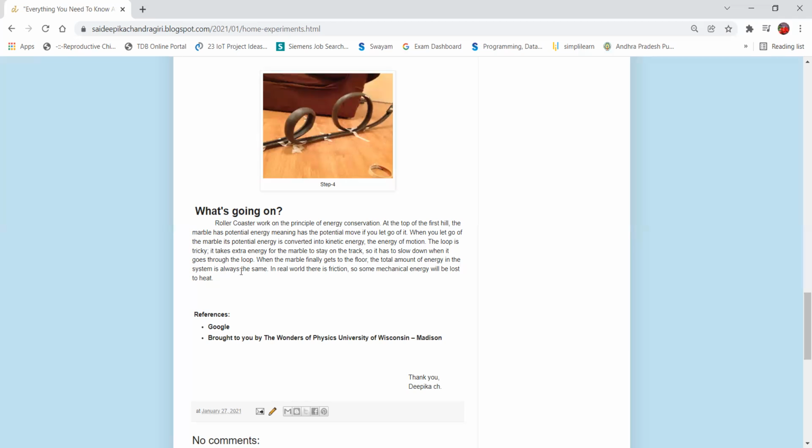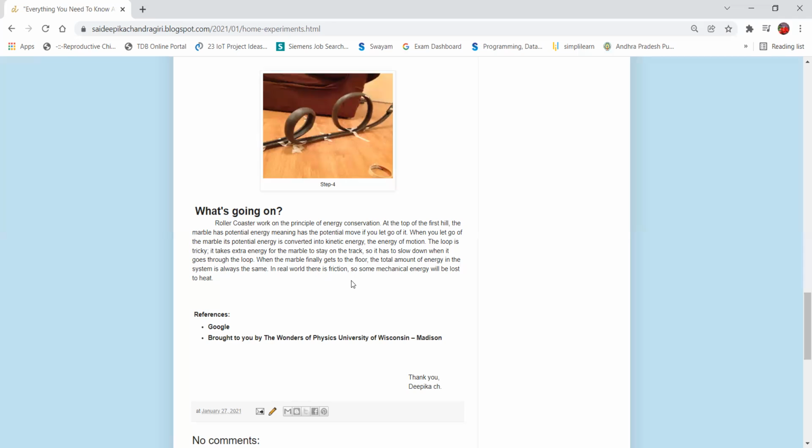Okay. Next up, when the marble finally gets to the floor, the total amount of energy in the system is always the same. So here the total amount, in the sense of the external energy and the energy required by that object, those two come under one category, and that should be the same, is always the same.